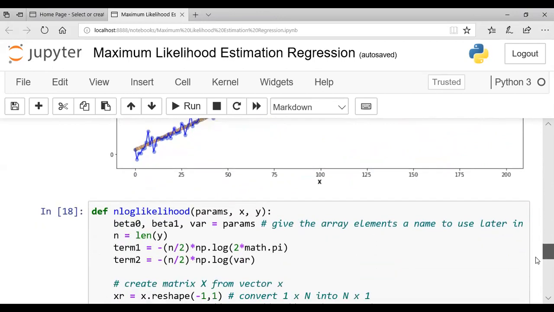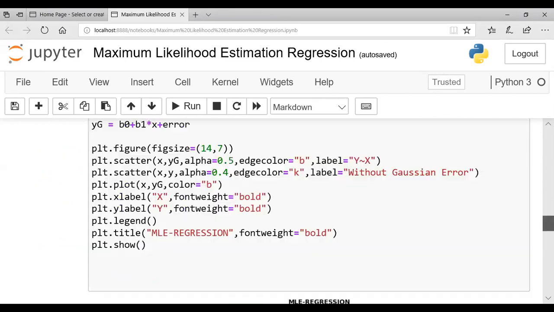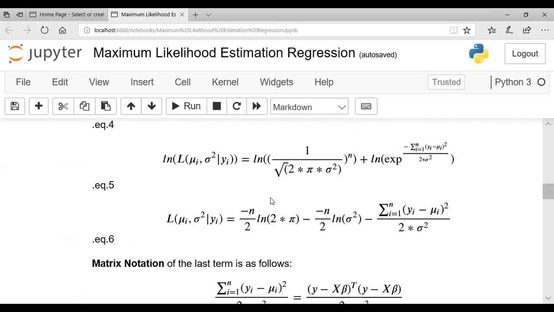And the next is log likelihood. This is the function, this is the log likelihood, with parameters X comma Y, beta 0, beta 1 that you are passing. This n is the length of Y, then term 1, term 2. Term 1 and term 2 are the terms you have already calculated. Term 1 is n by 2 log of 2 pi, then n by 2 log of sigma square, and this is the last term.